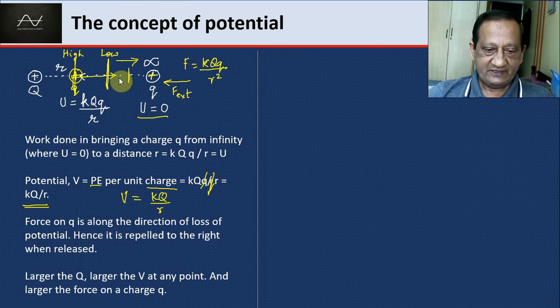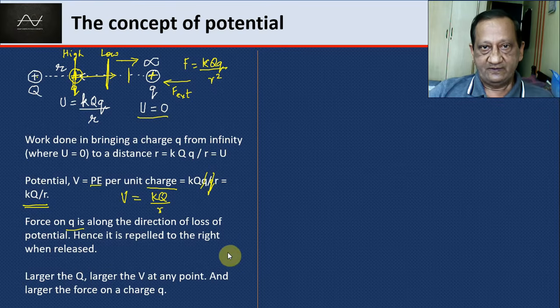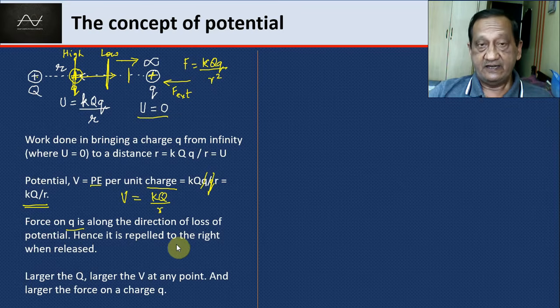So it is repelled to the right. The force on the Q is along that direction. Now, look at this expression. Larger this charge, larger the potential. Larger this capital Q, larger the potential at a distance R, and larger will be the force also.